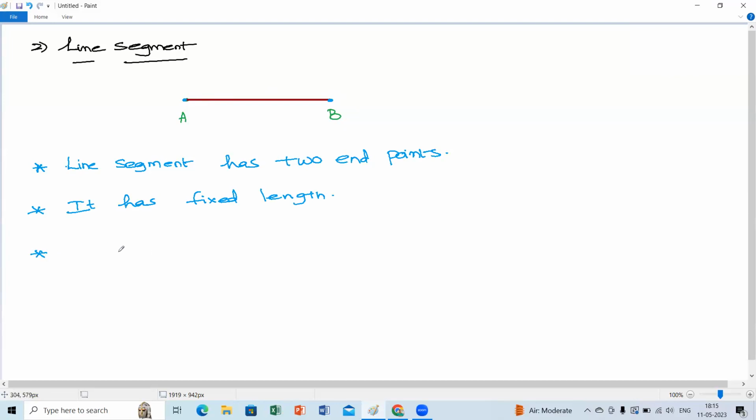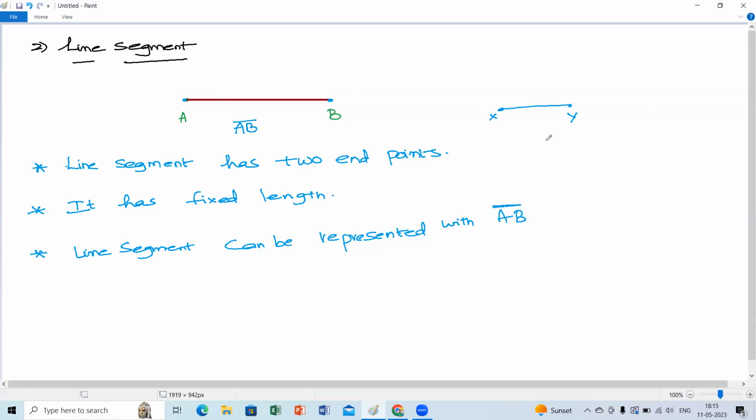A line segment can be represented with a bar. Suppose this line segment is AB. It is represented as AB bar. Suppose I take XY, how can I write it, children? Yes, Aishwarya. If my line segment is XY, this I can represent as XY bar. This is more important: XY bar.